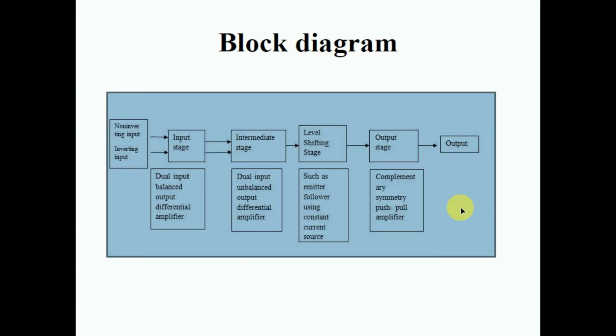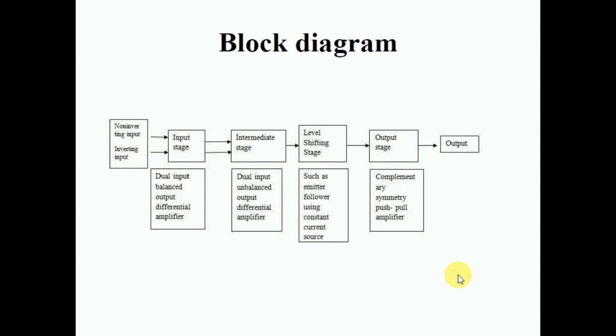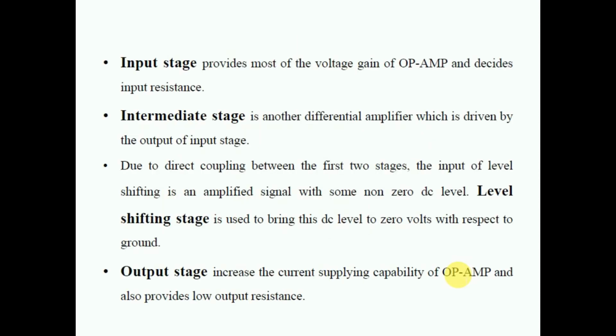So in this block diagram, you can see that different stages provide different outputs, and all these stages are explained over here. The input stage provides most of the voltage gain of the operational amplifier and decides the input resistance. So mark these things, and keep them in mind whenever we discuss the op amp. The intermediate stage is another differential amplifier which is driven by the output of the input stage. So that is one thing.